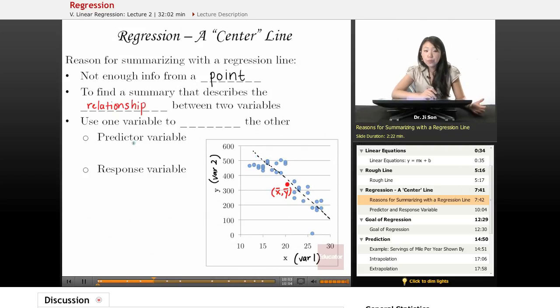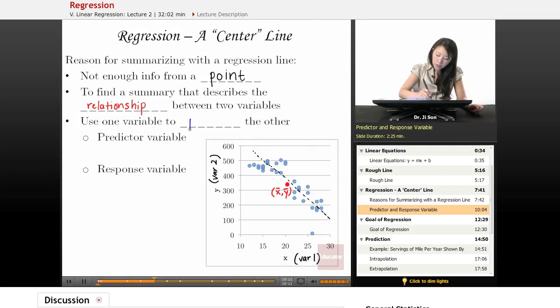The third reason that you would want to summarize with a regression line is that it's often helpful to use one variable to predict the other variable, right? And often, by convention, we would put whatever we feel is the predictor variable on the x-axis. So we may use this to predict this. So we may use someone's weight to predict their height, right? Or vice versa, right? In the case of weight and height, it doesn't really matter which is the predictor.